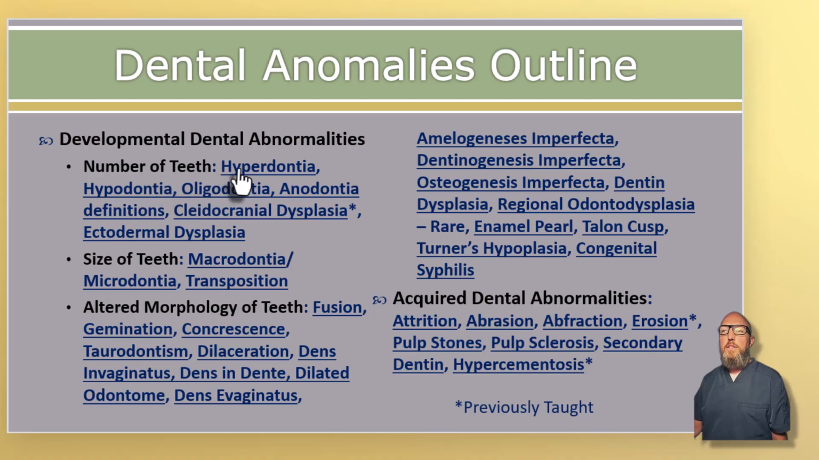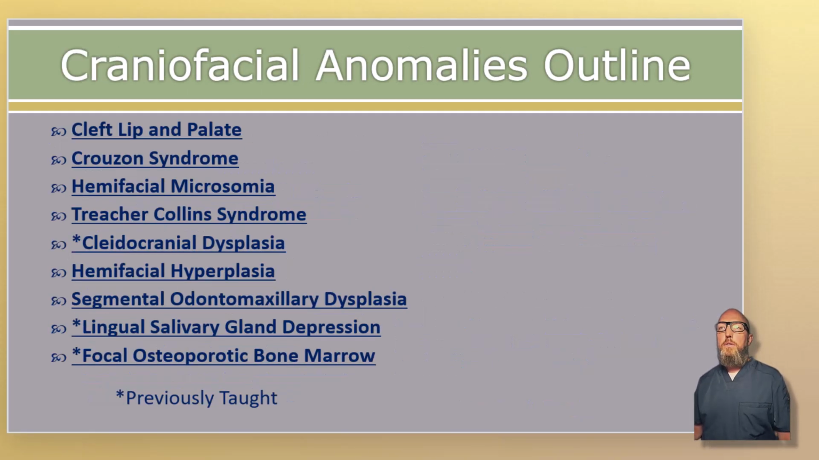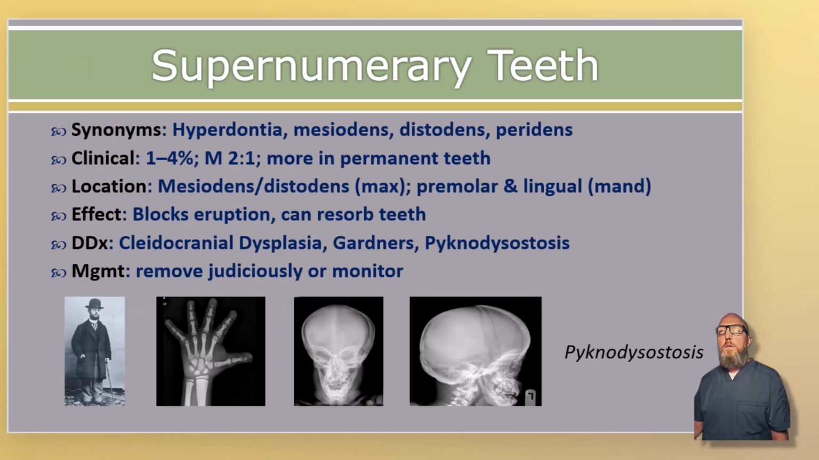As we see, there are things that affect number of teeth, the size of teeth, then a lot of different altered morphology of teeth. And then at the end, we'll get to these acquired abnormalities. But I imagine a lot of these you're probably already familiar with just from being a little bit in clinic, exposed to different dentists. So I also included in this lecture craniofacial anomalies, which you'll see there are quite a few of those. A few of them I've already covered, so that does limit this section a little bit, but let's get going.